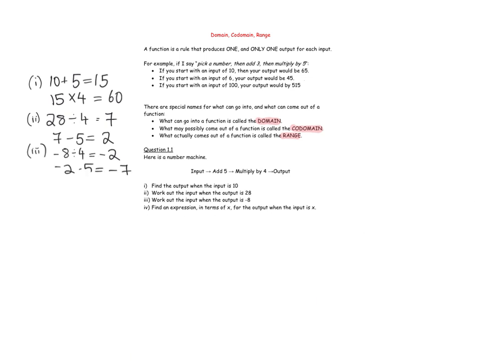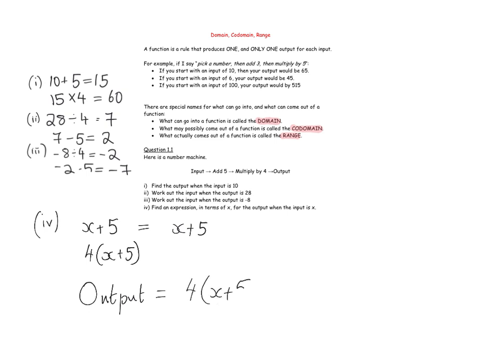Okay, so the last section here says, find an expression in terms of x for the output when the input is x. So here we have the last part. If we input x, we have x plus 5. So that's just going to give us x plus 5. And then we have to multiply that by 4. Now when we have an unknown, or x, and we have to multiply it by something, we usually put it in a bracket. So for the next part here, it's going to be 4 times x plus 5. So the output when the input is x is 4 times x plus 5.